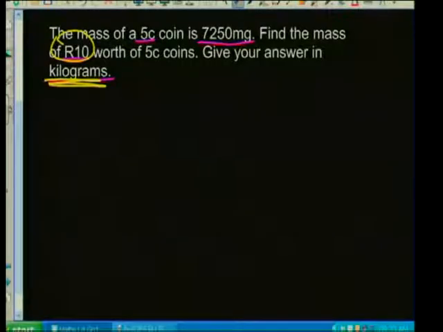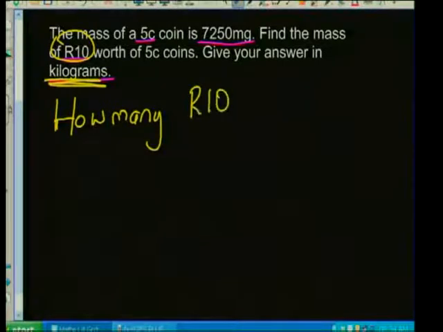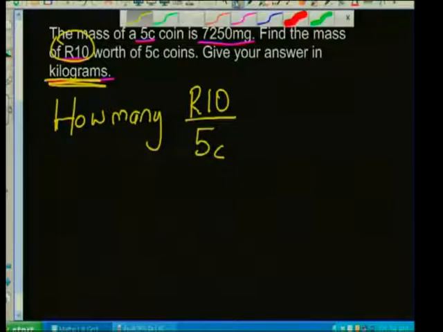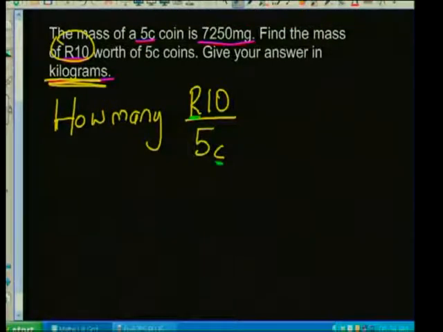So what's the first part of the question? We want to know 10 rands worth of 5-cent pieces. So I need to know how many 5-cent pieces. I want to know how many is 10 rands worth. So what I'm going to do is I'm going to take my 10 rand and I'm going to divide it by my 5 cents. And I'm going to see, well, how many actually go into the 10 rand? But there's a problem with this question. What's the problem? I cannot divide rands by cents. So what am I going to do? I'm going to have to convert one to the other.